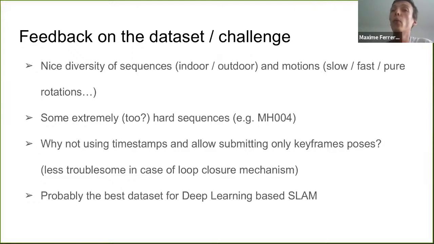Maybe just about the way you compute the score. Why not choose timestamps and submit only keyframe poses instead of having to submit a pose for every image in the sequences? This would be less troublesome for adding a loop closure mechanism in the SLAM. And last, I think it's currently maybe the best dataset for deep learning based SLAM, because I don't think any other dataset has this amount of ground truth, like optical flow and depth and everything. So yes, those are my comments.